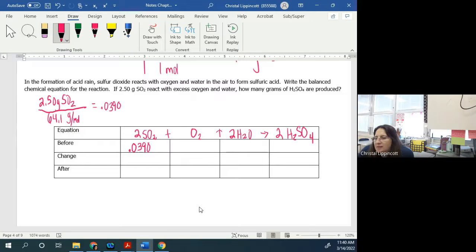My oxygen, they didn't tell me how much, but they did tell me that it was excess. So I'm going to write down XS here. And then this is the dividing line between my reactants and my products. So I'm going to have 0 of this to begin with.